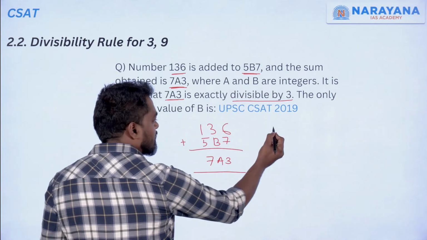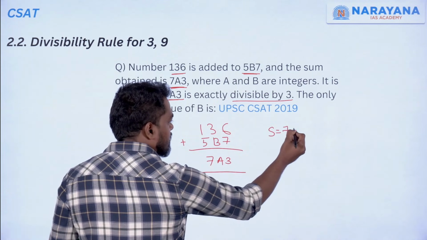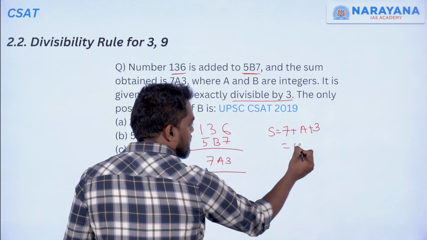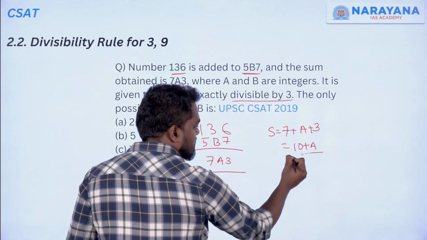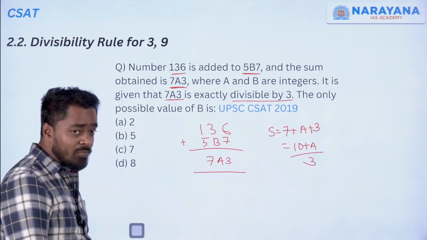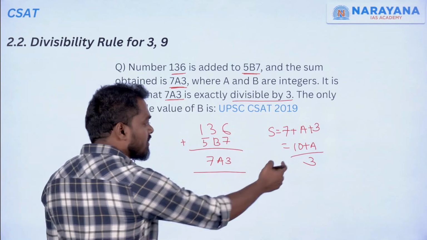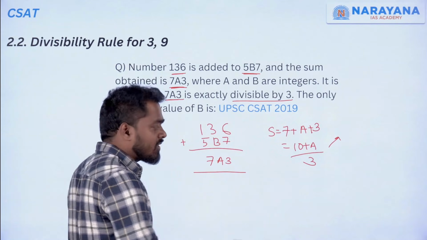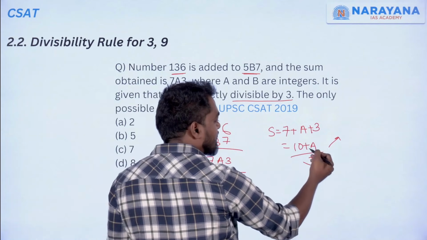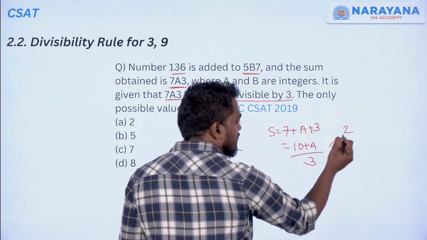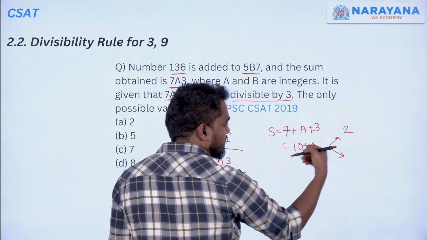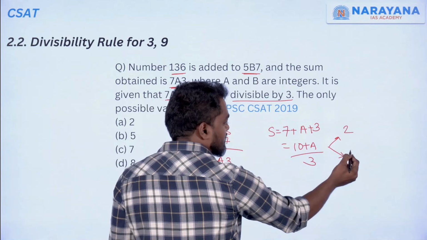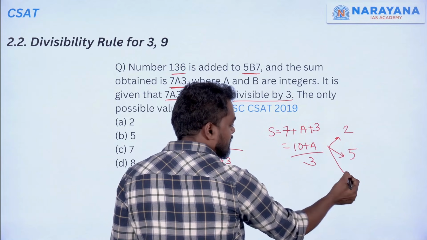So what is the sum? 7 plus a plus 3. So that is 10 plus a. This is divisible by 3. So what are the possible values for a? If you put 0, 10 is not divisible, 1 not divisible, 2, 10 plus 2, 12 is divisible by 3. If you put 3, 13, 4, 14, 5, 15, yes, 5 is a possibility, 15 is divisible by 3.